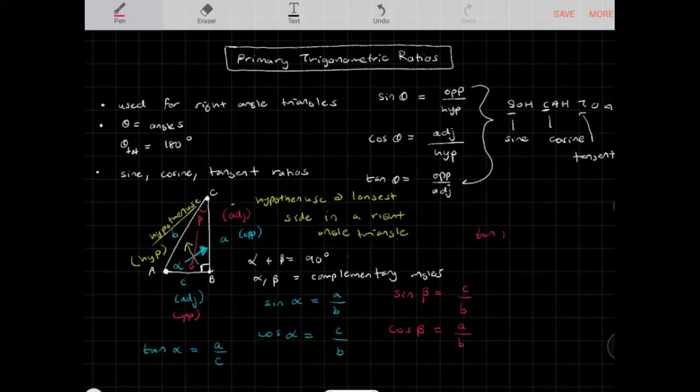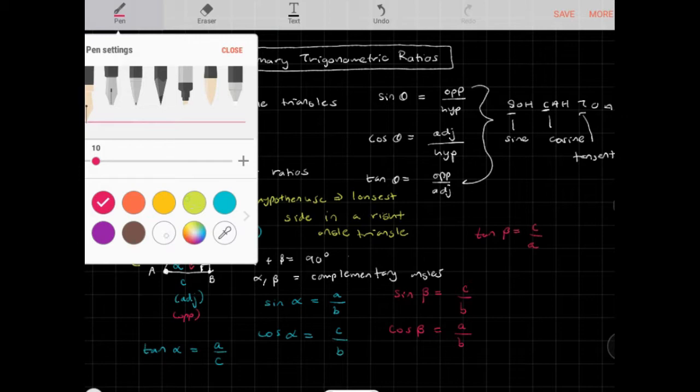And tan beta is going to give us opposite, which is now C, over the adjacent side, which is basically A. Sorry, over A, right? So now we get C over A. And you can actually notice a few things here.